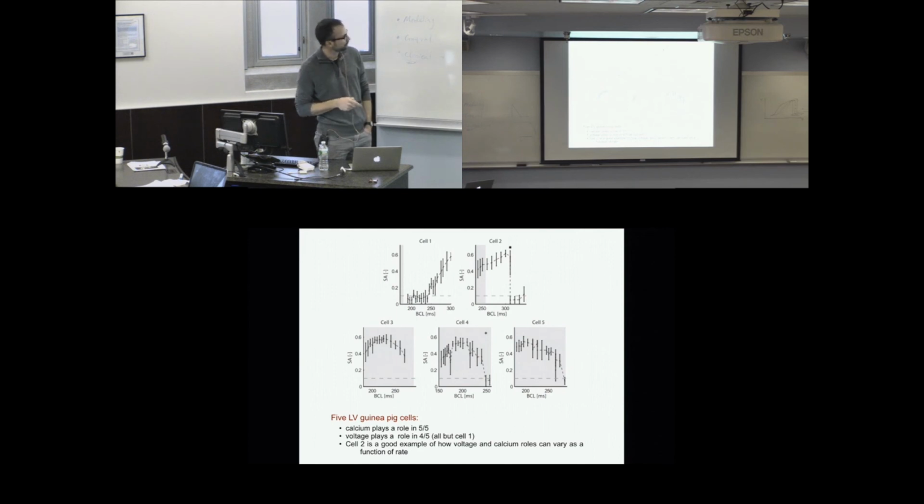Cell number 2 is a good example of how voltage and calcium roles can vary as a function of rate. So initially the alternans is entirely calcium, but then as you get to faster basic cycle lengths, both are making a contribution.